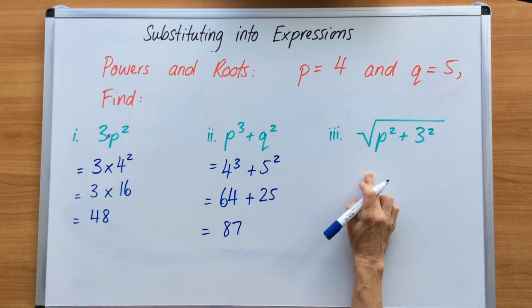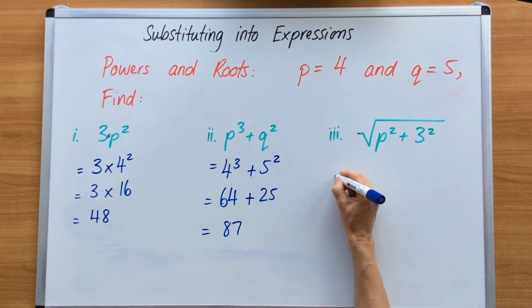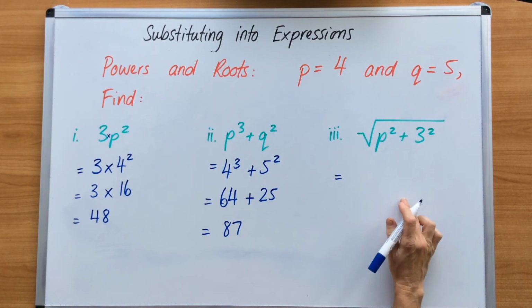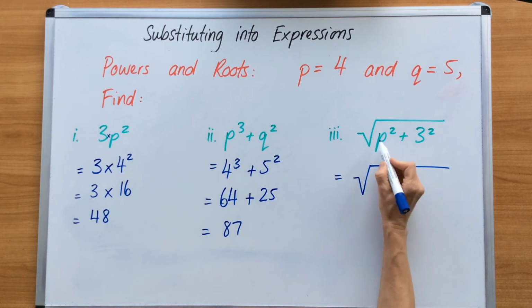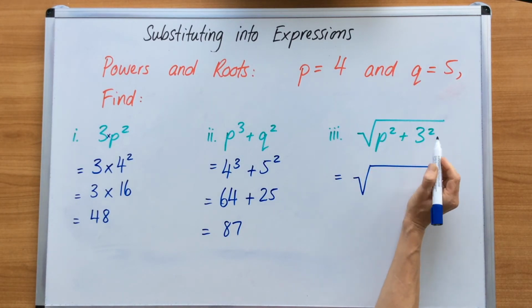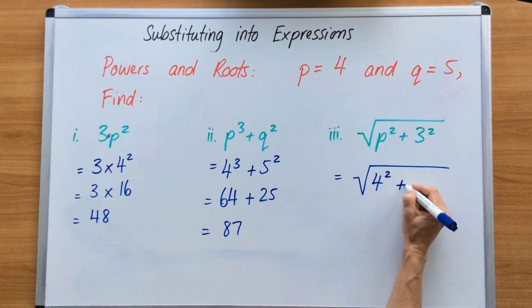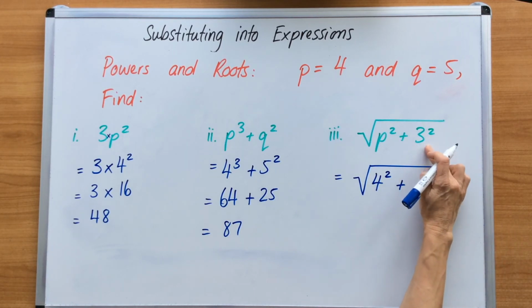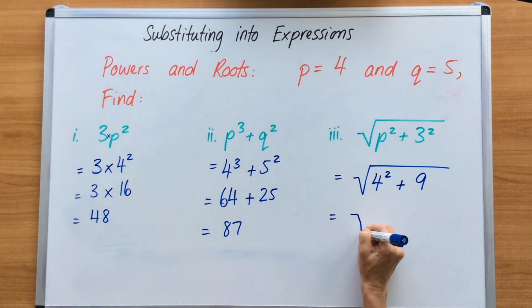So we've got the square root of p squared plus 3 squared. This big square root sign is going to stay here for a while until the very last minute. So we're going to redraw that and we're going to worry about this section under here first. So p equals 4 and it's got a power of 2. And we can just solve 3 to the power of 2 because that means 3 times 3 and that is 9. Now we're going to continue this.